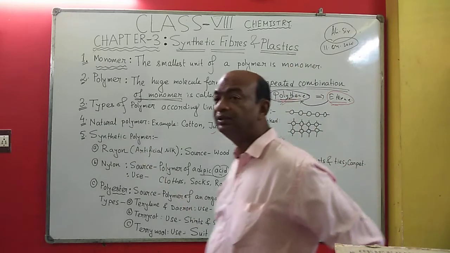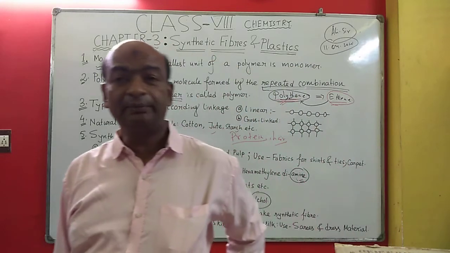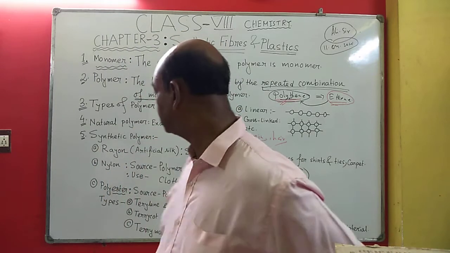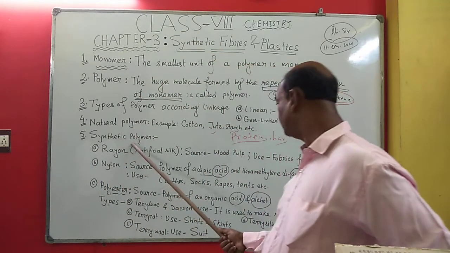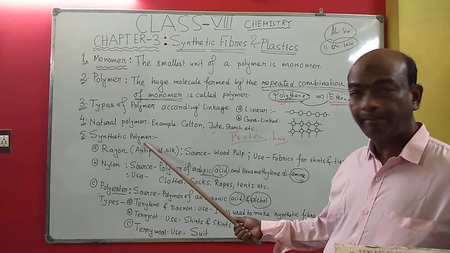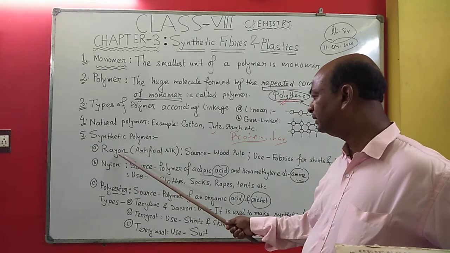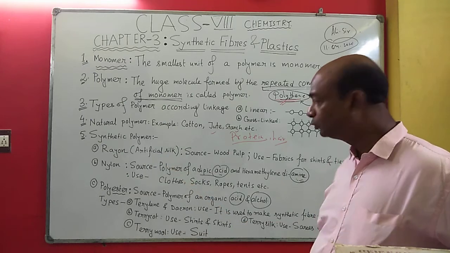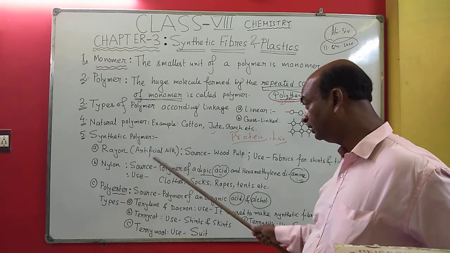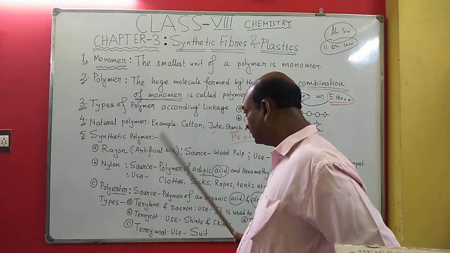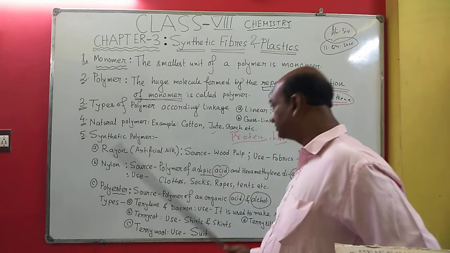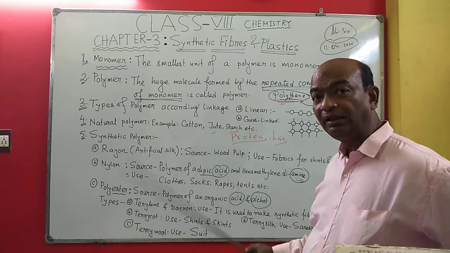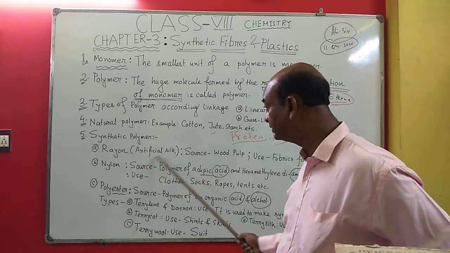Synthetic means synthesized. Artificially, in a laboratory or in industry, we synthesize these polymers. They are known as synthetic polymers. Example, rayon. It is known as artificial silk. It looks like silk. It drapes well, is very soft, durable, and looks very beautiful. It shines. For that reason, it resembles silk. That's why it is known as artificial silk.